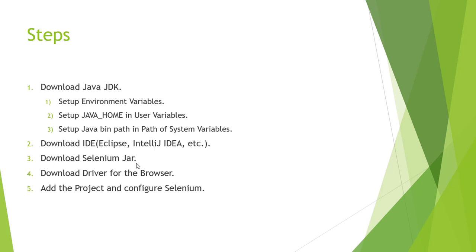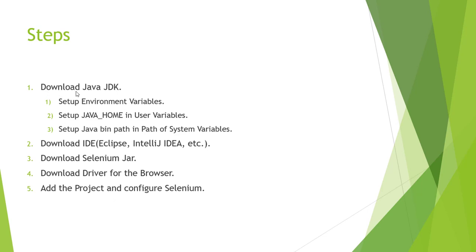We will see how to download this jar, and then we need to download the driver for the browser. As I told you in the architecture, there is a JSON wire protocol, and all the APIs and classes are present in this Selenium jar. As the driver performs the action on the browser, we need to download that particular driver also. We will see how to do it, and at last we need to add the jar to the project and configure Selenium. So we will be performing these five steps and moving forward.